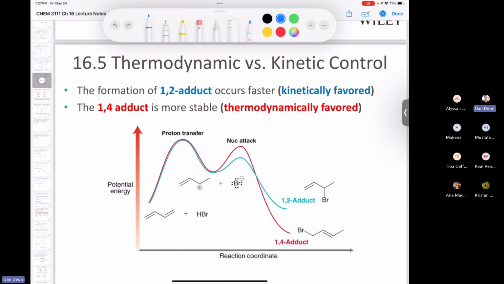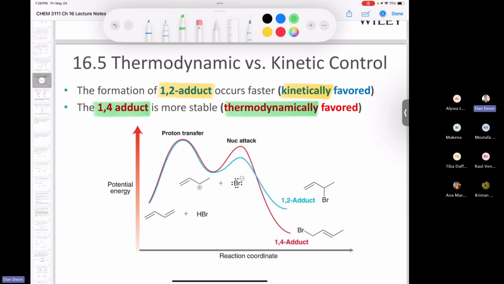So to put more detail on what I was just saying, the 1,2 adduct forms faster, and so we say it's the kinetically favored product. And then the 1,4 adduct, that forms more slowly, and it's more stable. Maybe I shouldn't even say slowly, it's just more stable. And we call that the thermodynamically favored product.